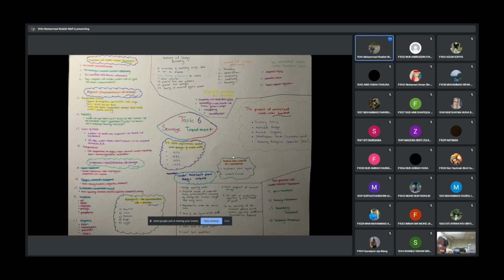And then we go to the methods of sludge processing. It consists of 5 methods of sludge processing. The first one is thickening, and then stabilization. After that, composting, and then conditioning and dewatering. And then we go to the individual wastewater treatment unit. The first one is septic tank, and then Imhoff tank, and then super septic system.